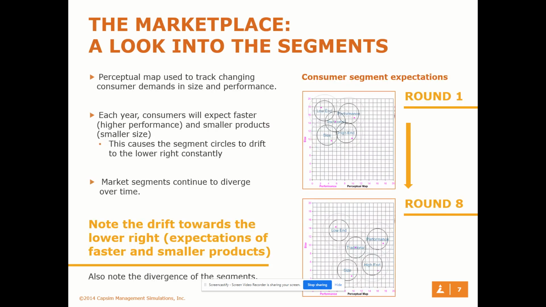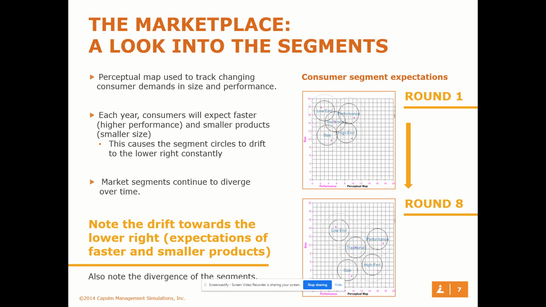We're going to look at the marketplace and how these segments work. We're going to be using what are called perceptual maps. These are used to track changes in customer demands in size and performance. So the 2 measurements we're seeing here: on the vertical axis, we have size. On the horizontal axis, we have performance.